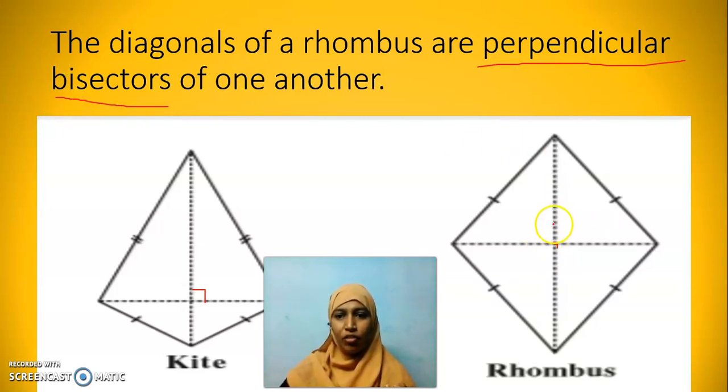See here, we will also have 90 degrees, and all these four measurements will be equal. That is, this diagonal and this diagonal cut each other into equal halves. Okay, children.